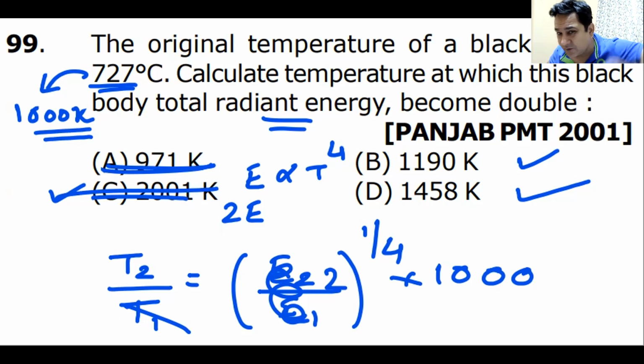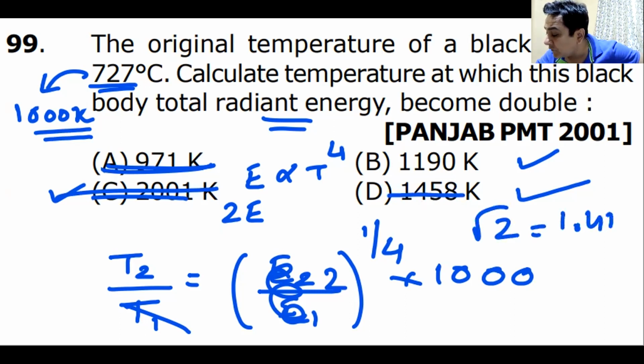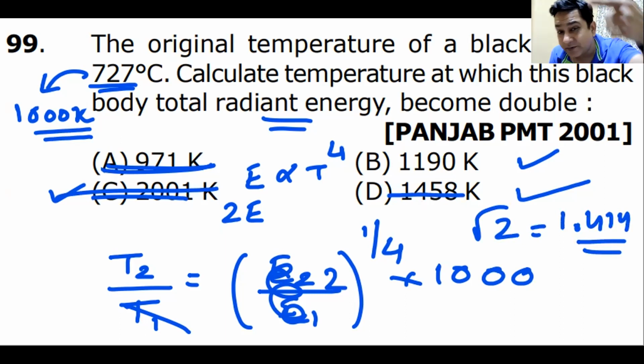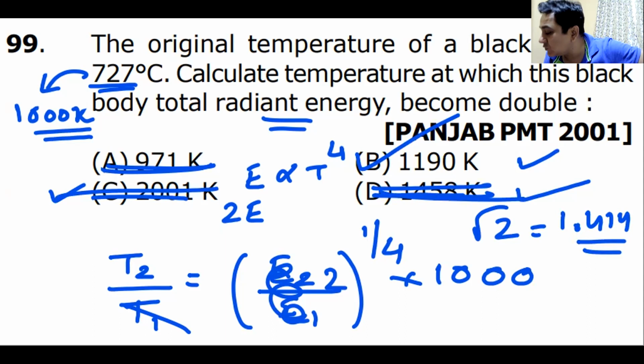Now we only are left with 2 options. Now look at this 1458. If I take the root of 2, it is 1.414. So if it was root of 2, the answer would be somewhere around 1400. But it is not root of 2. It is 2 raised to the power 1 by 4. That means this option is already gone. The only possible option is option number 2, 1190 Kelvin.